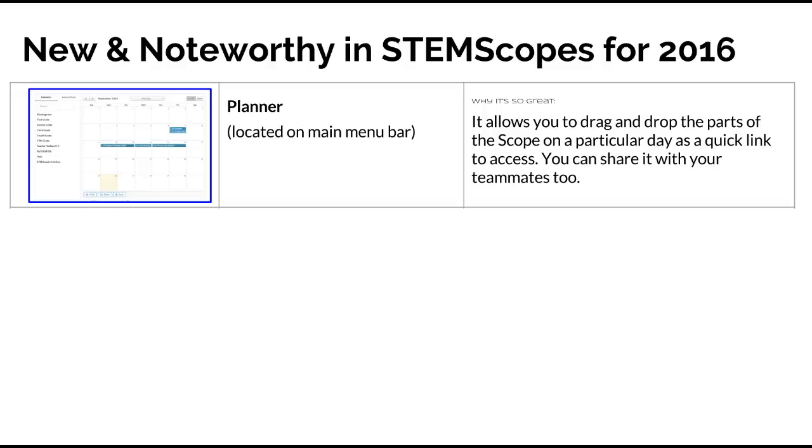And what it does is it just allows you to drag and drop parts of any of the scope on a calendar, so that whenever, say for instance, you're going to be using Science Rock next Monday, you just drag and drop the Science Rock piece to that Monday and it provides a shortcut. You can also share this with your teammates, which is really nice.